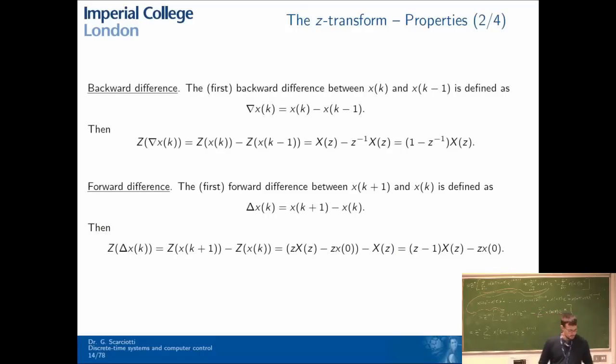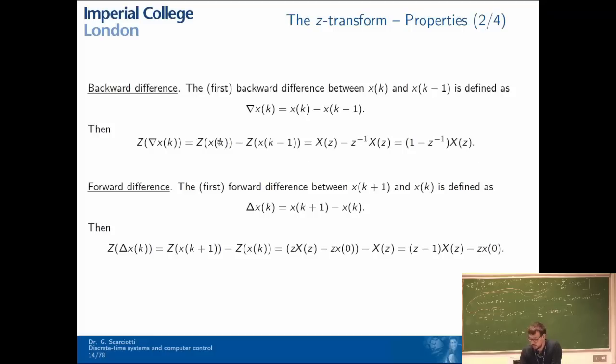This property of the shifting theorem is quite important because it is at the base of the solution of difference equations, as I already said. In particular, let's look at the backward difference and the forward difference. In the backward difference, we have the difference between the value of the sequence at the time k and the value of the sequence at the previous instant of time, so k minus 1. To compute the z transform, we use linearity. So the z transform of everything is the difference of the two z transforms. The z transform of x of k is just capital X of z. And then we have to compute the z transform of x of k minus 1. Using the shifting theorem, the first version, we have z power minus 1 capital X of z.